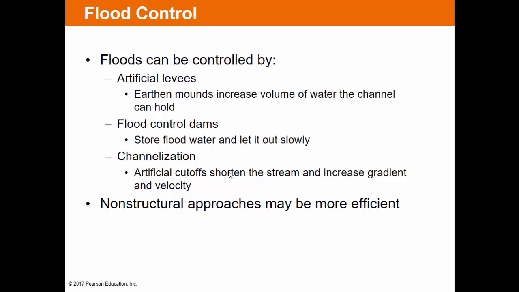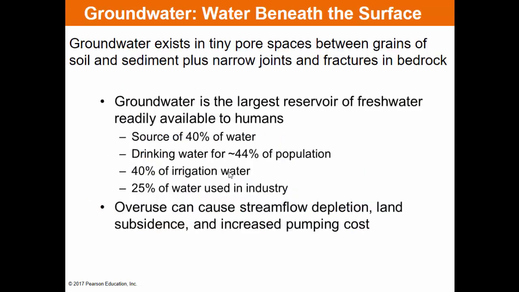Artificial cutoffs is where we actually take those meanders and create artificial cutoffs between them, and that allows the water to run straight down the river, moves more quickly, and it moves out into the base level more quickly. And so you don't have as much flooding. There's also flood control channels where we move water away from the main channel, maybe around urbanized areas. Most scientists are beginning to think that non-structural approaches may be the most efficient, which is actually just not building in a floodplain. All right, from flooding, we're going to move on to groundwater.